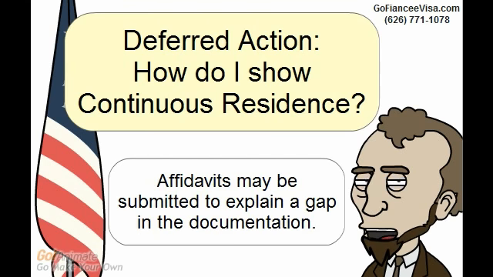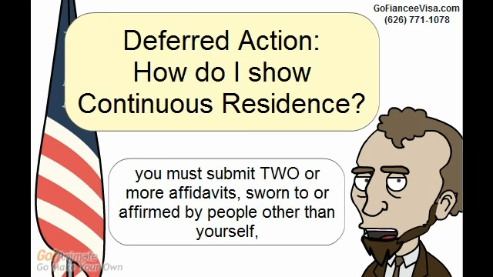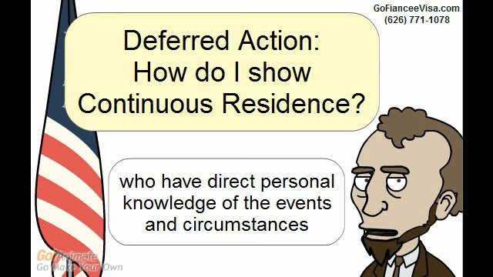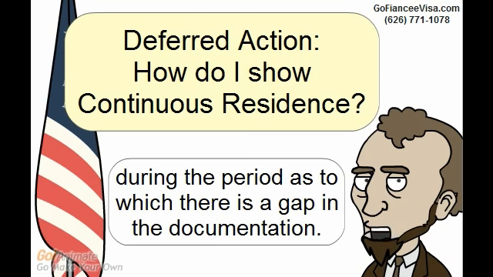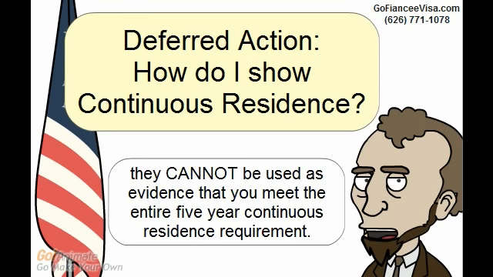Affidavits may be submitted to explain a gap in the documentation. If you submit affidavits related to the continuous residence requirement, you must submit 2 or more affidavits, sworn to or affirmed by people other than yourself, who have direct personal knowledge of the events and circumstances during the period as to which there is a gap in the documentation. Affidavits may only be used to explain gaps in your continuous residence. They cannot be used as evidence that you meet the entire 5-year continuous residence requirement.